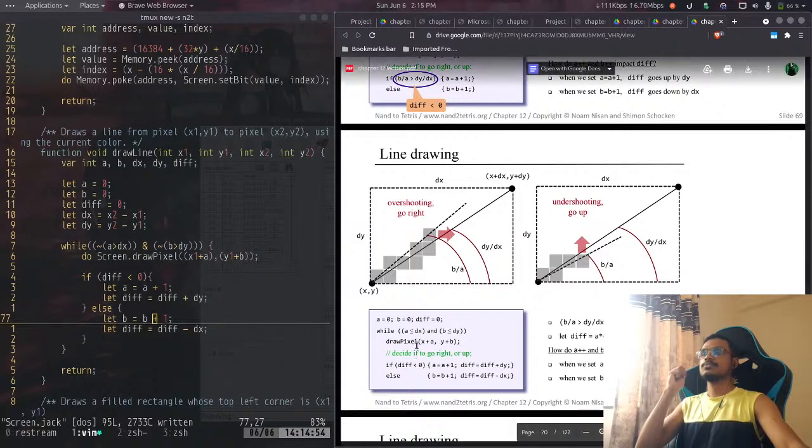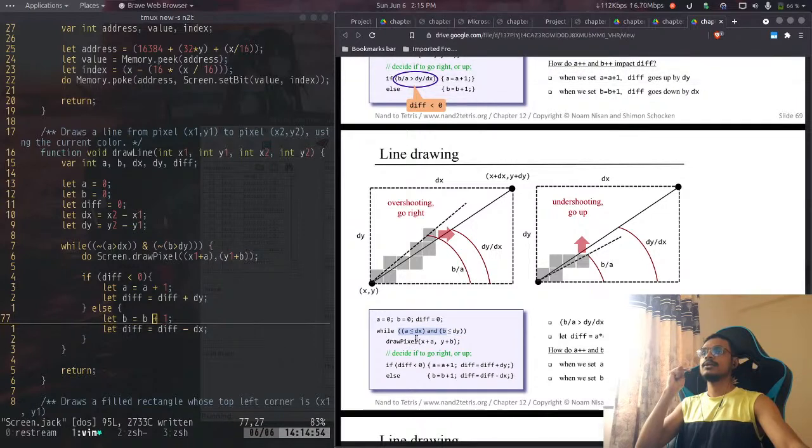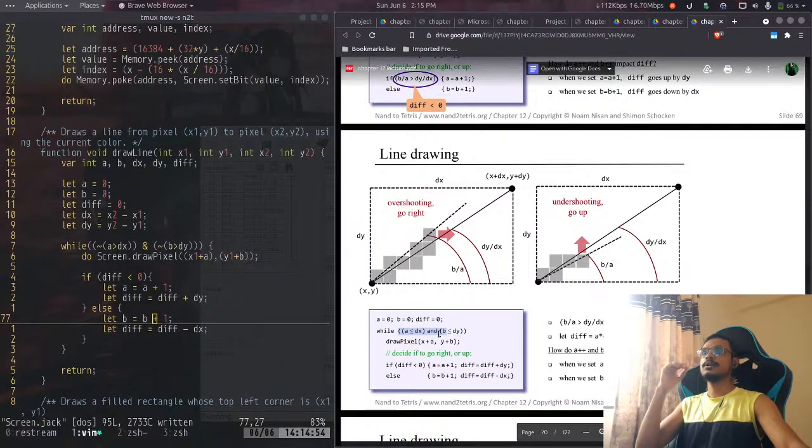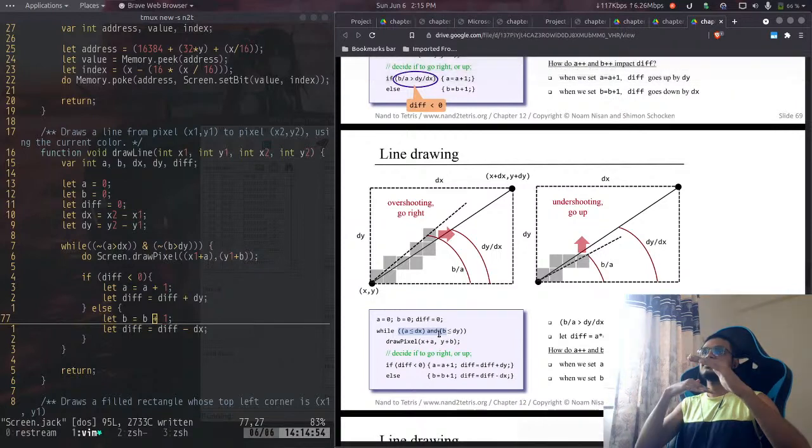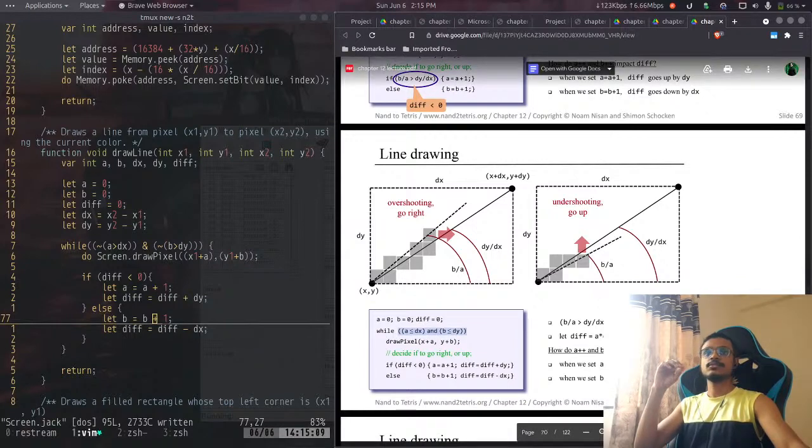I think this works. This algorithm, this condition, only works when both x and y are either increasing or staying the same. Only in that case is this condition correct. But in other cases, when either x or y decreases, this condition doesn't work.